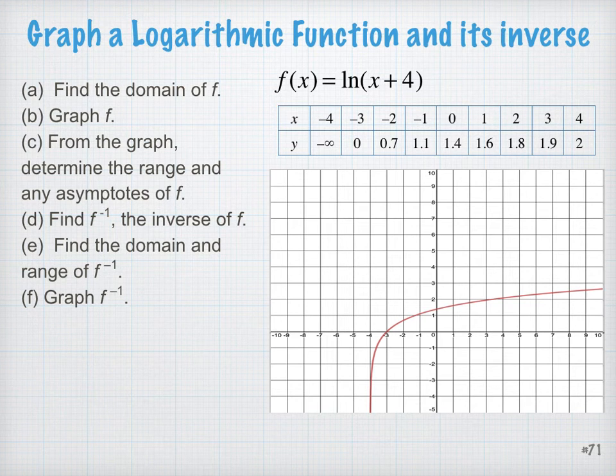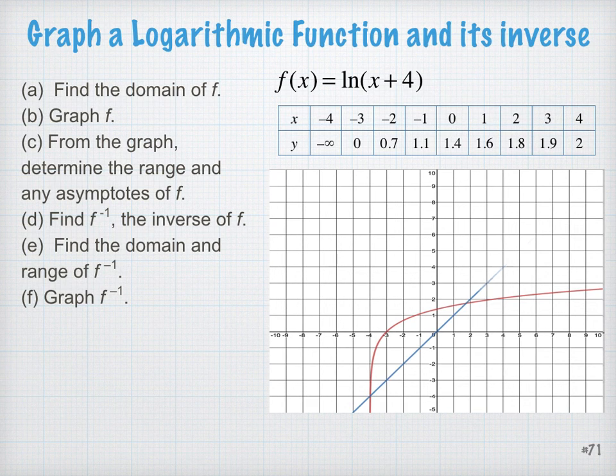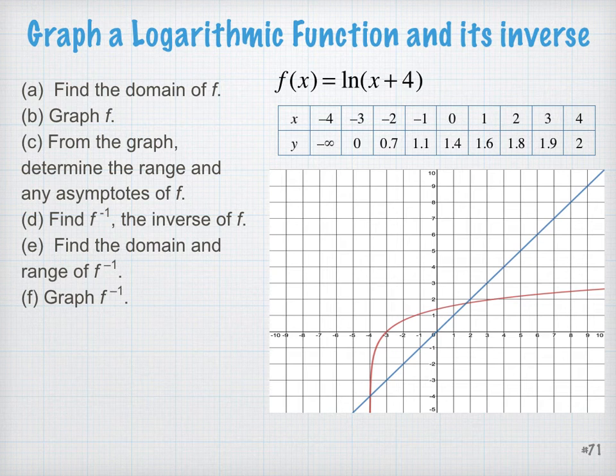Now what we want to do is graph the inverse of f. So remember, graphically, we could do this one of two ways. We could just switch the x's and the y's in the table, and then plot those points and connect those. Another way to do it graphically is to graph the line y equals x and then graph the reflection across this line. So this green function represents the inverse function of natural log of (x plus 4).